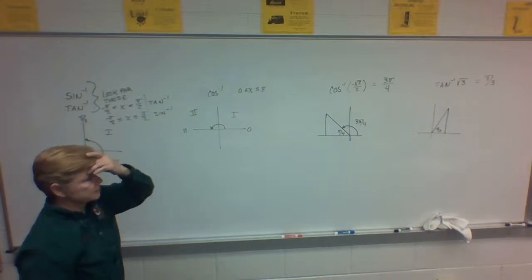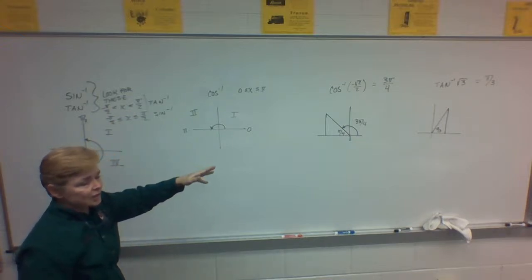You see what I'm saying? Everybody clear on why we chose pi thirds and not pi sixths? Because I can talk more about it if you want.